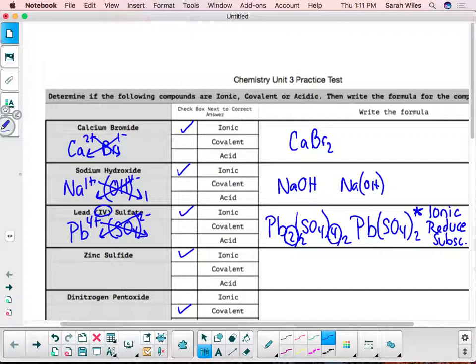You do not reduce subscripts in covalent. You do reduce subscripts in ionic. Okay?